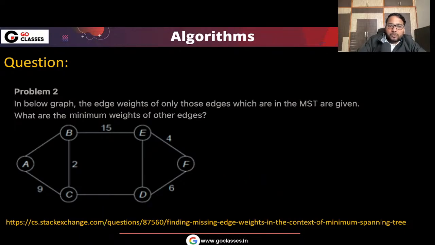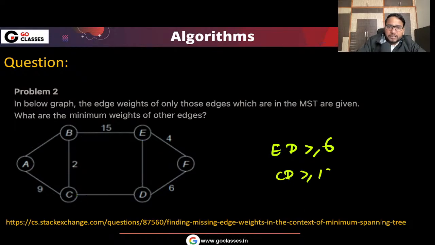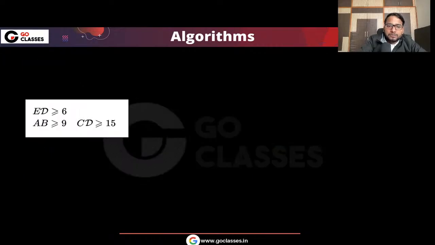So what is the edge weight of this? This is unknown. So it must be greater than or equal to 6, right? This ED must be greater than or equal to 6. And what about the CD? CD is forming a cycle with this B, right? So CD must be greater than or equal to 15. If the unique is given, then you will just say greater. And similarly, this AB must be greater than or equal to 9. Okay. So we have already solved these kind of questions. So this is the answer.